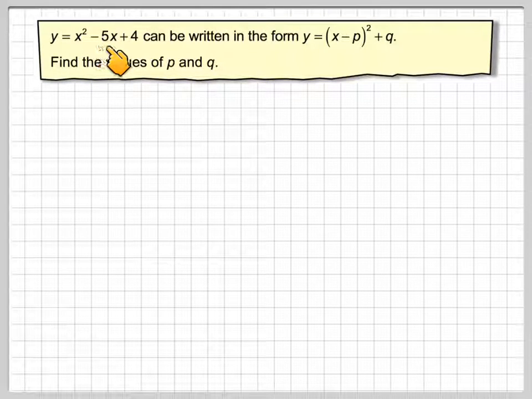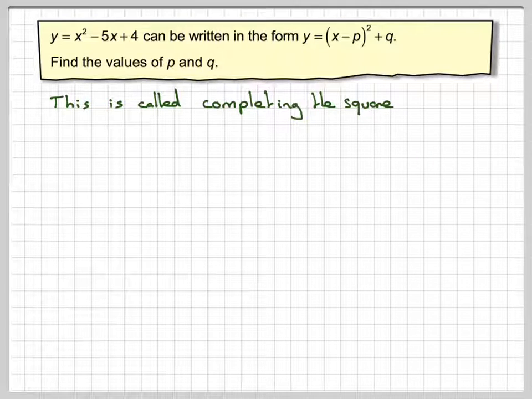y is equal to x squared minus 5x plus 4 can be written in the form y is equal to (x minus p) squared plus q. Find the values of p and q. Right, this process is called completing the square.